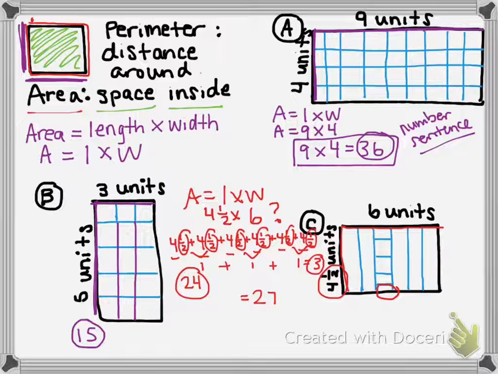Now we cannot forget our number sentence, and this one's really tricky. I'm going to highlight in black how we will write our number sentence. It is this long chain of numbers, 4.5 plus 4.5 plus 4.5 plus 4.5 plus 4.5 plus 4.5 equals 27. This whole part is our number sentence.